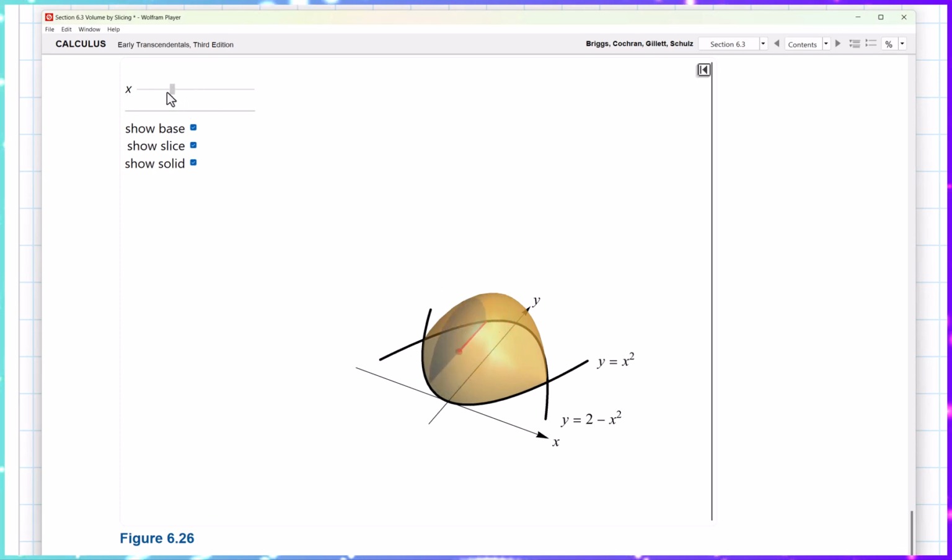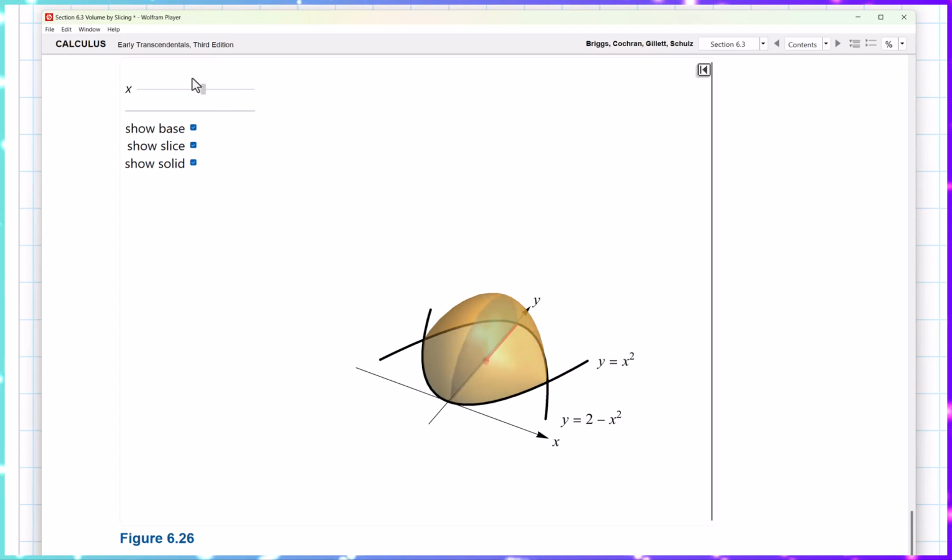And let me just move it around. So you can see right there, see how it's moving. You can see at each spot, right, as we run across the base and take those cross sections, you can see they're changing, but they are always semicircles. Okay? And we do know how to find the area of a semicircle. It's just half the area of a circle.